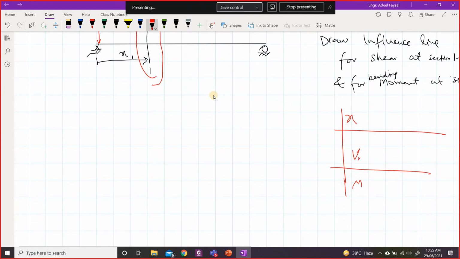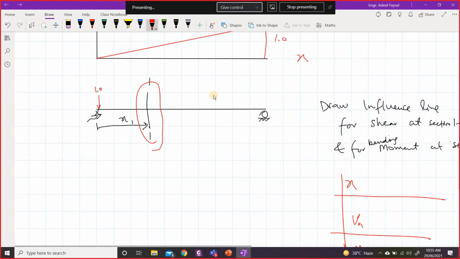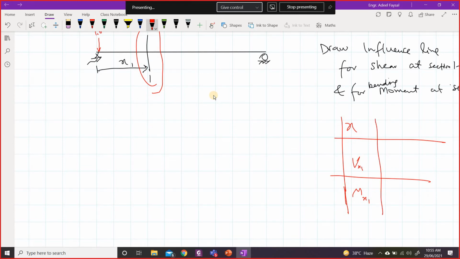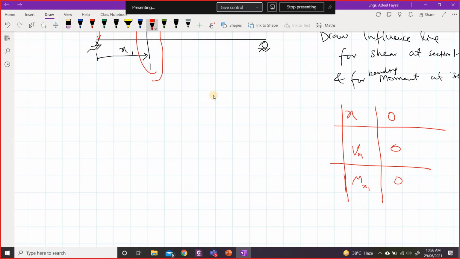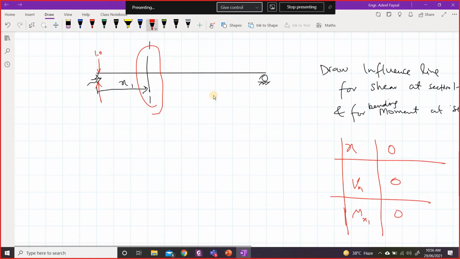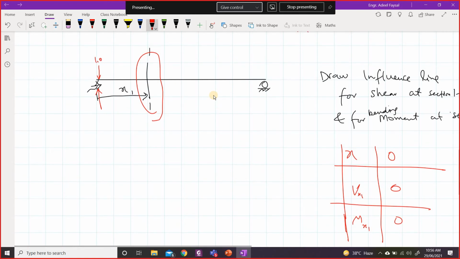Now this V is at x1, so I would call it Vx1 and Mx1. This is to tell that I'm finding the influence line for shear at this location 1-1, and so shear at 1-1 and moment at 1-1. So when the load is at this location at 0, what is the shear at section 1-1? What is the bending moment at section 1-1? Naturally, this will be equal to 0. All of the load will be directly transferred to the support over here, and it simply compresses the support at this location, doesn't produce any shear, doesn't produce any bending moment.